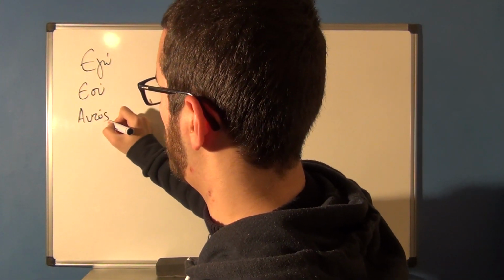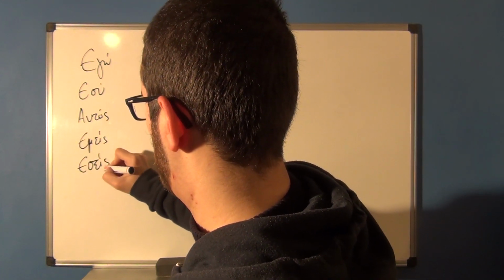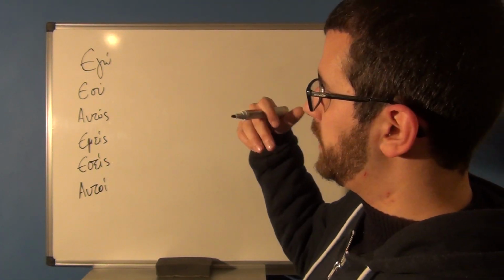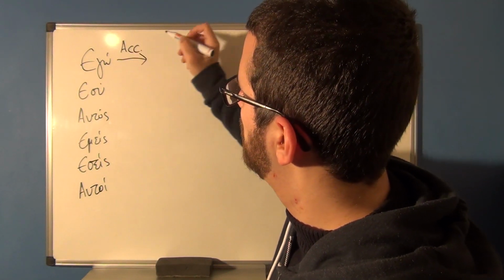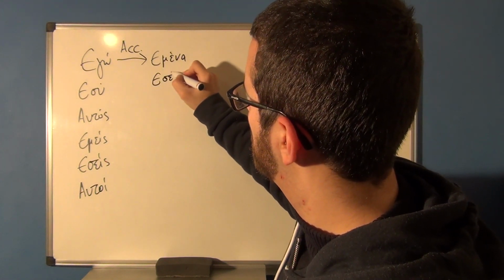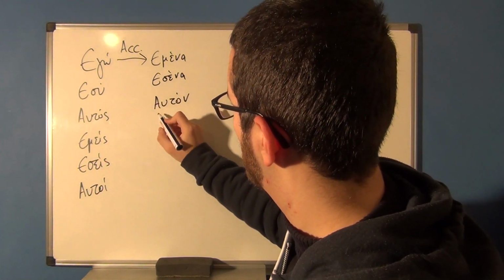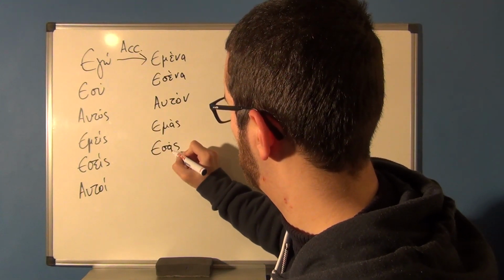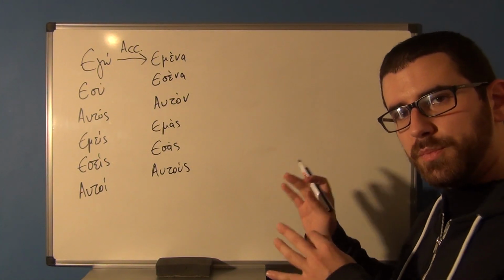I'm only writing these down for reference, you'll see. If you actually go further and do the declension of these personal pronouns, you end up, through the accusative form, with εμένα, εσένα, αυτόν, εμάς, εσάς, αυτούς. And I'll write some other corresponding forms.